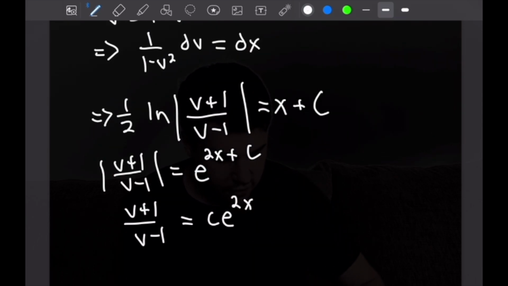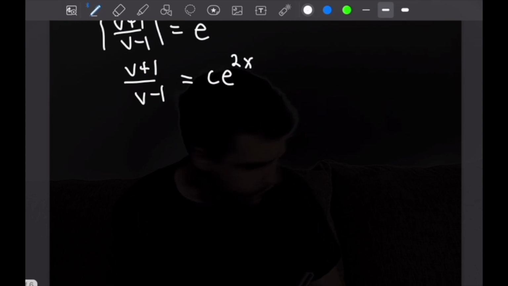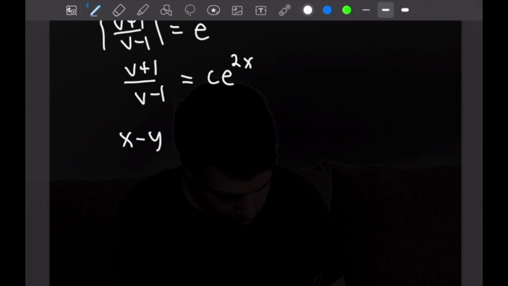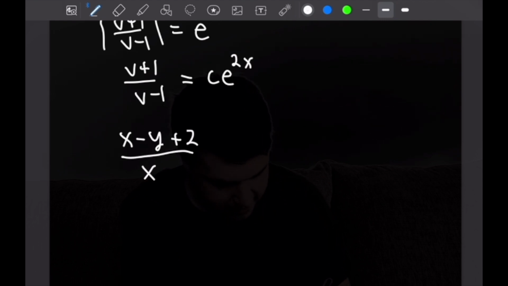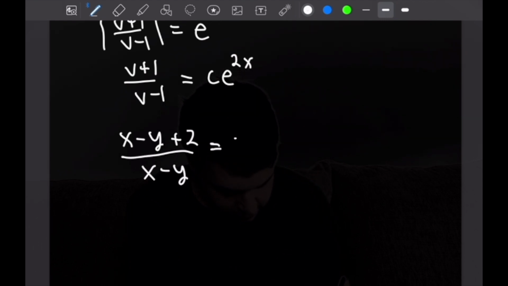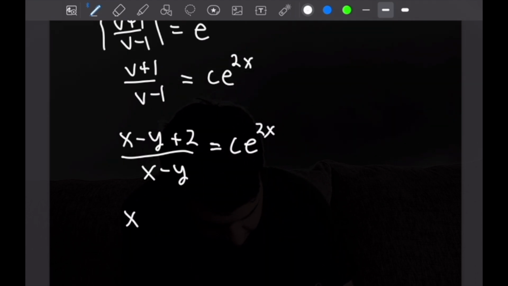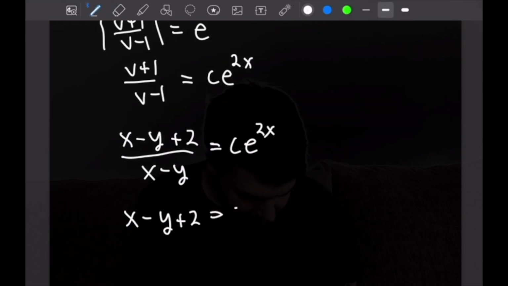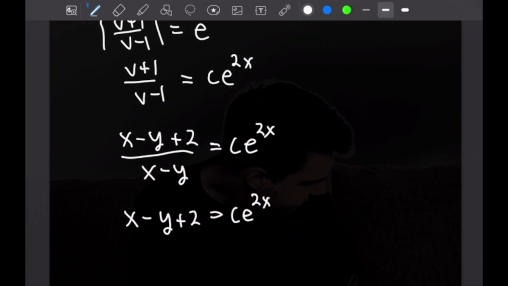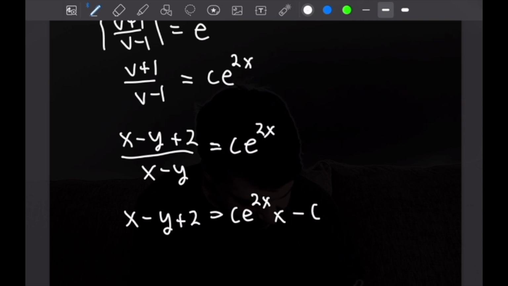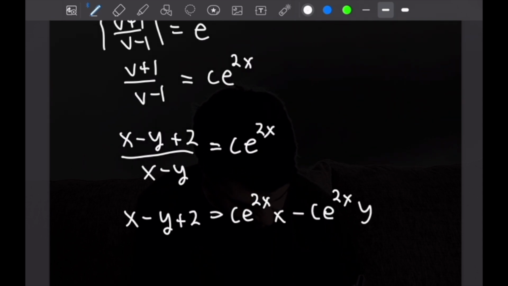From here we can undo our substitution, and the left-hand side will become x minus y plus 2, and the bottom will be x minus y. And that's going to be equal to c times e to the 2x. From here we can clear the denominator, and we'll get that x minus y plus 2 is equal to c times e to the 2x times x minus c times e to the 2x times y.